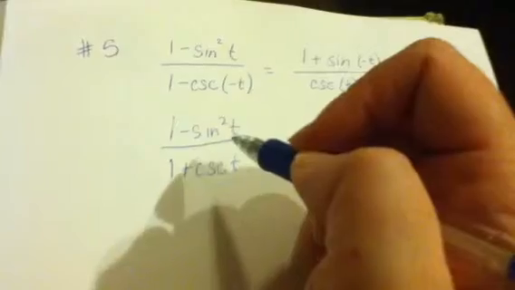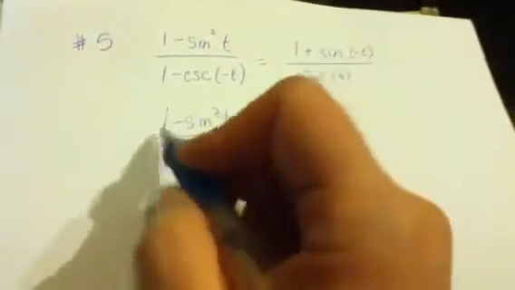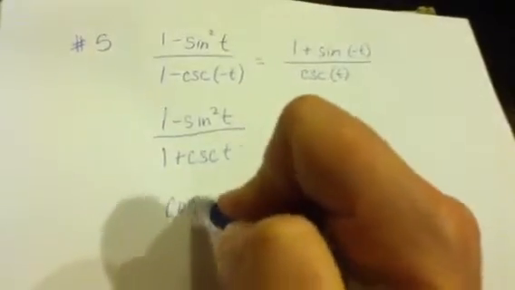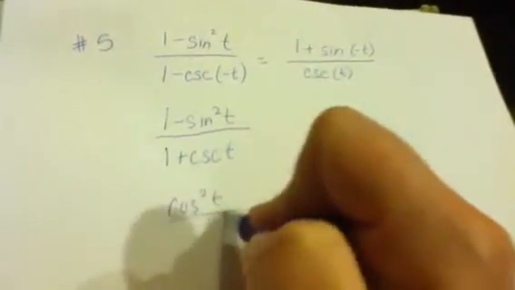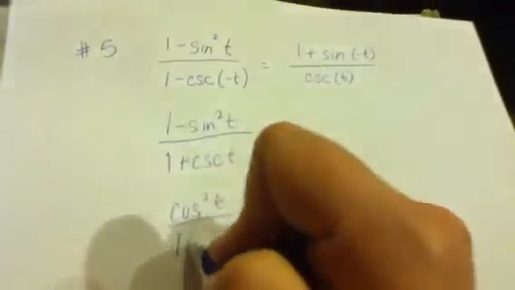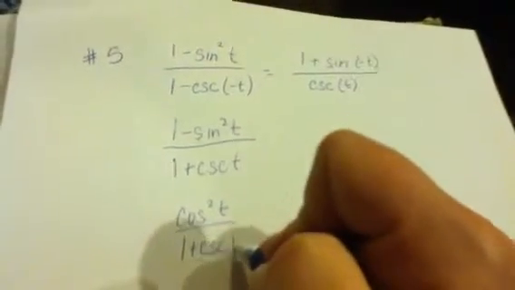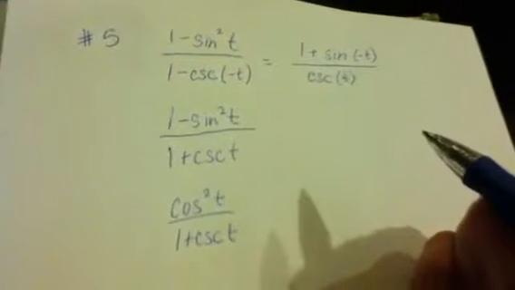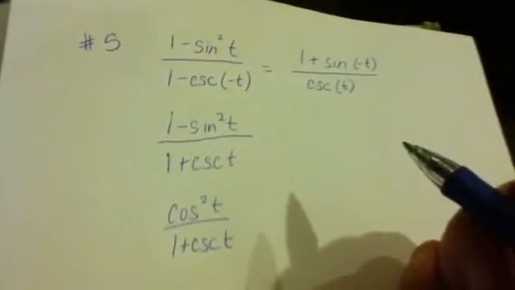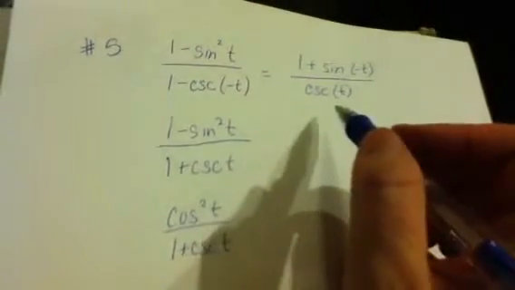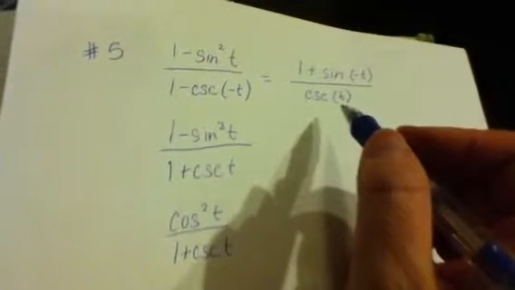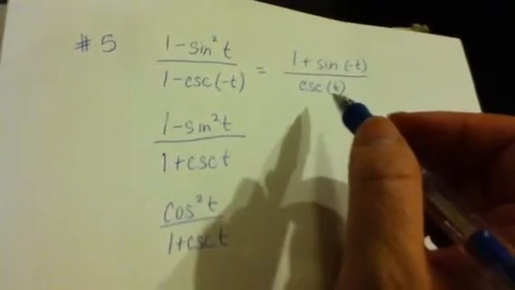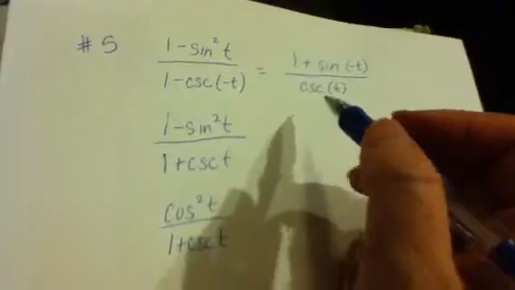Okay? Then from the Pythagorean identity, 1 minus sine squared is cosine squared. And then let's leave the bottom like that. Now, I don't see anything else I could do with that side. And it definitely doesn't look like this side yet. So I think we now need to work on the right side of the problem.